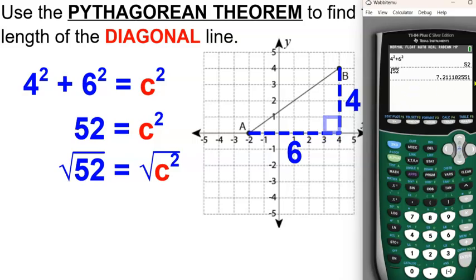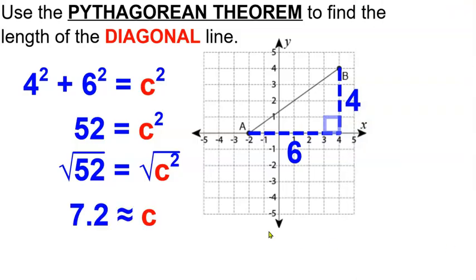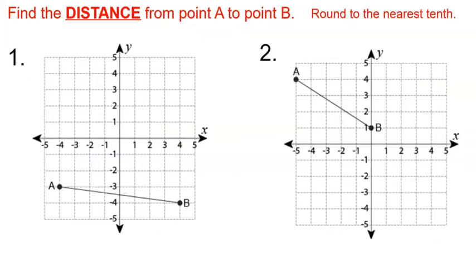If you get a long decimal answer like this, you'll probably be asked to round it. Read carefully at what place you should round to. We're going to round to the 10th place. So that means the answer is approximately 7.2. Let's try a few examples.